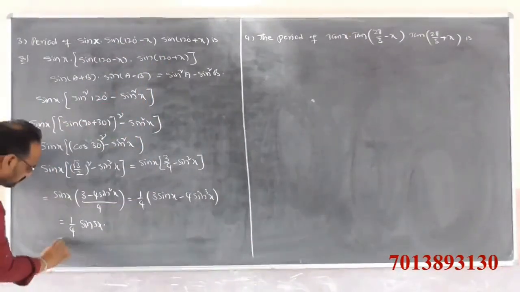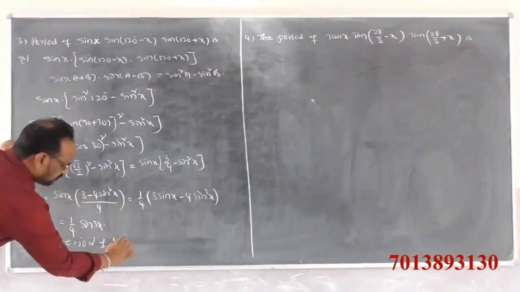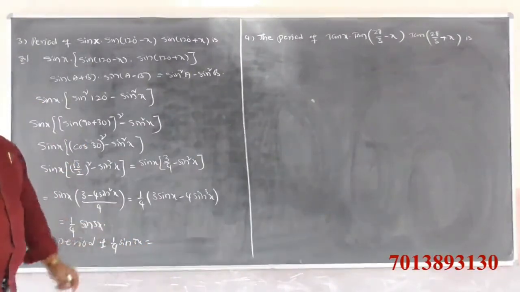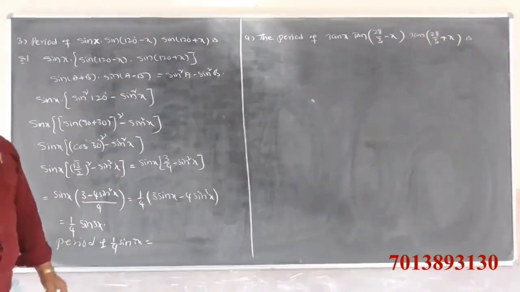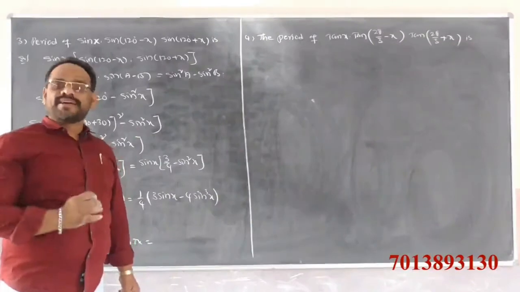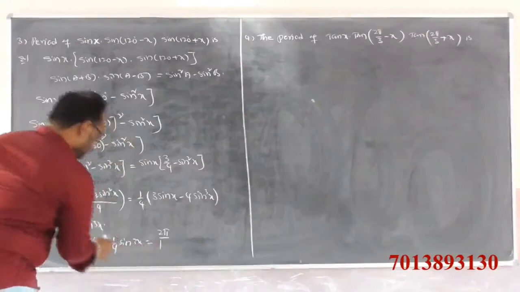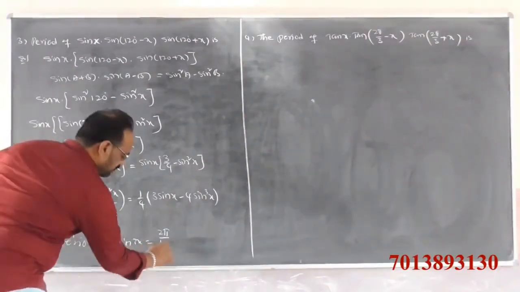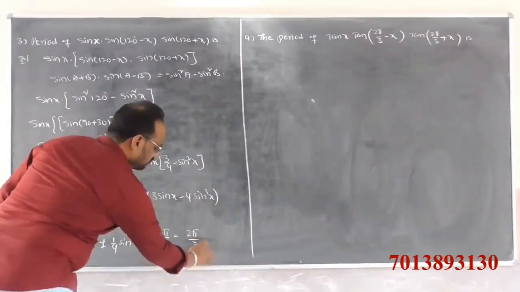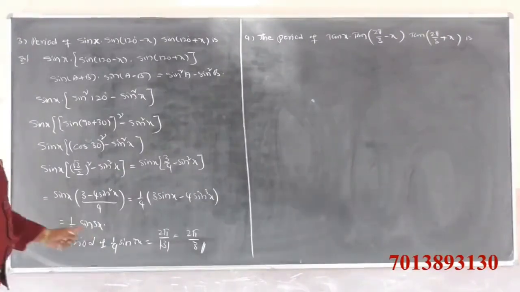So the period of 1 by 4 times sin 3x, how do we know that? The period of sin ax plus b is 2 pi by modulus of a. Clearly here a is 3. So this can be written as 2 pi by 3, for 1 by 4 times sin 3x.